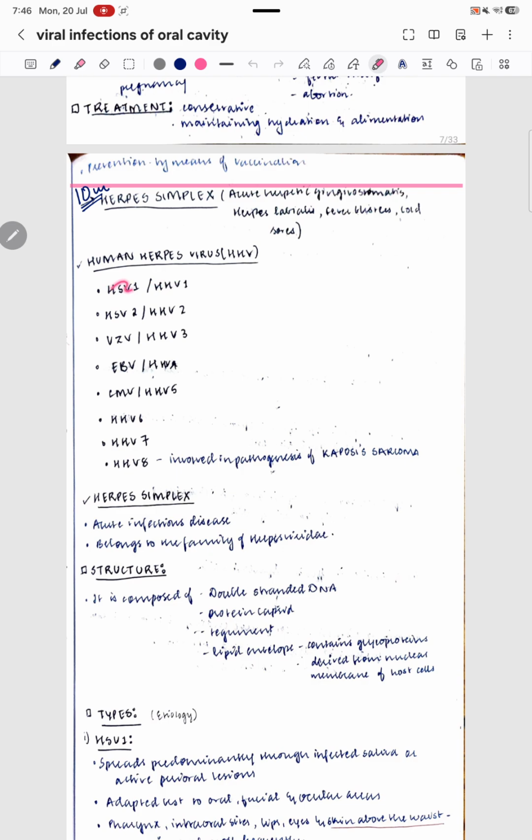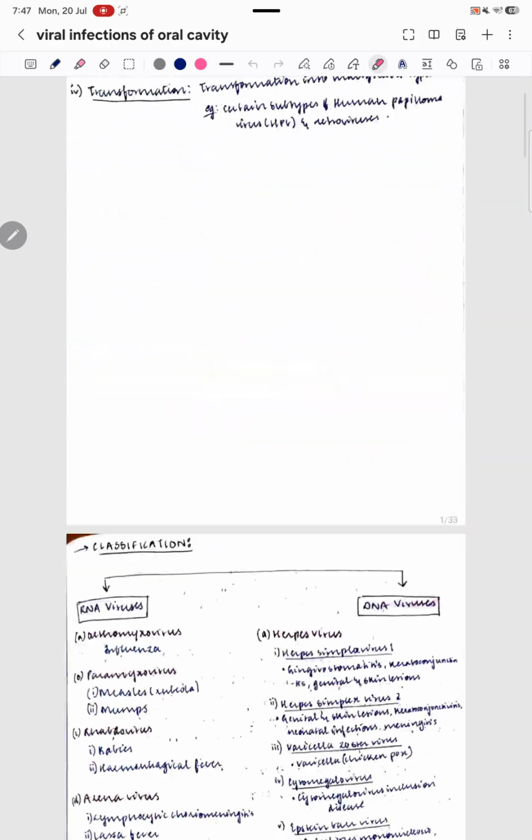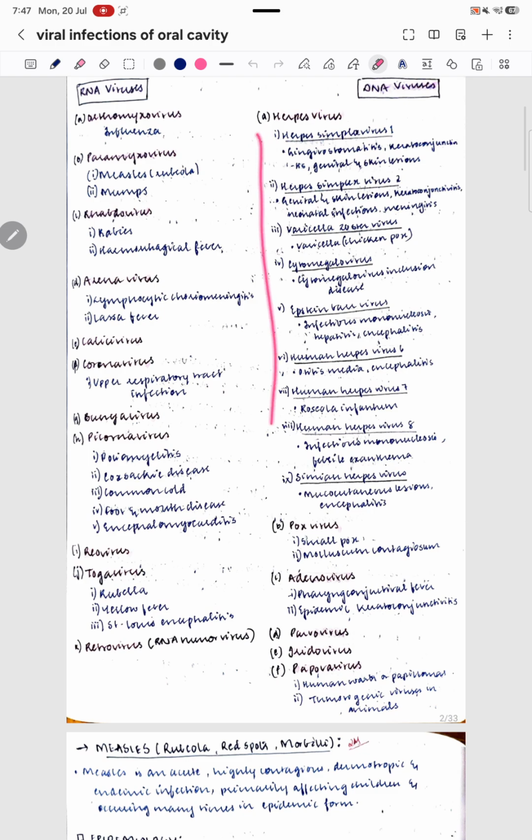Now coming to the classification, human herpes is divided into HSV1, HSV2, EBV, and HHV6, 7 and 8. So mainly you have to remember that there is herpes simplex virus 1, 2, and you have your Epstein-Barr virus, and then you have your HHV6, 7 and 8. Okay, so this is the classification. I'll just show you, give me a second. Yeah, so this is the herpes classification that you mainly need to know.